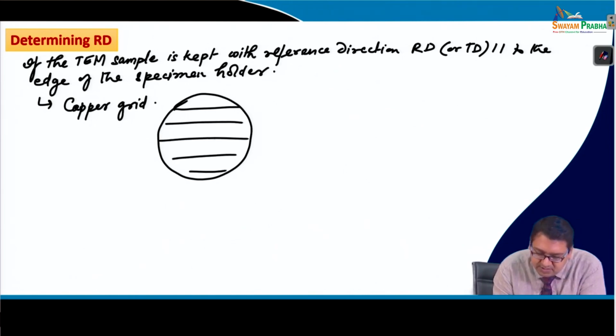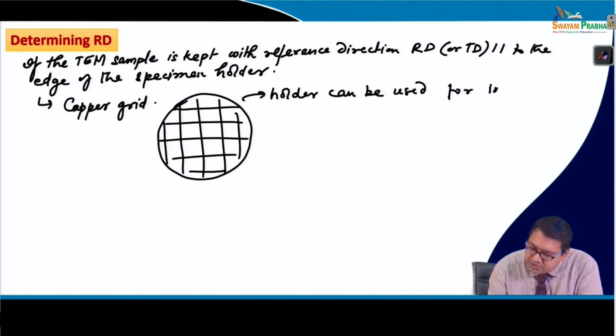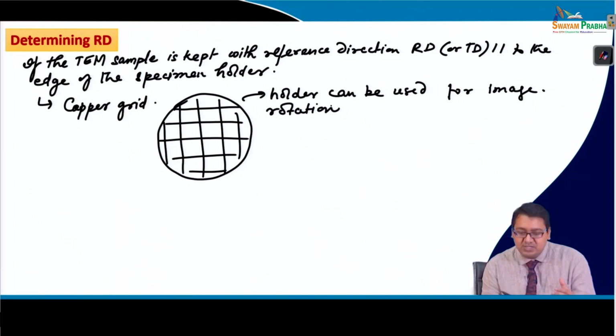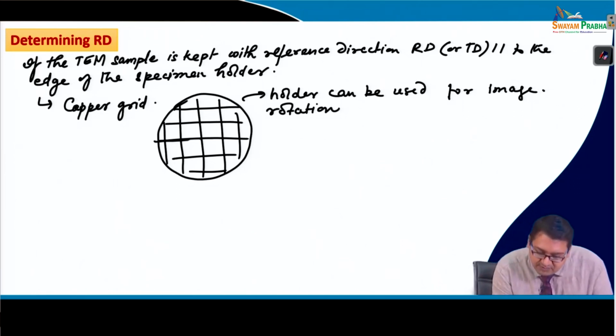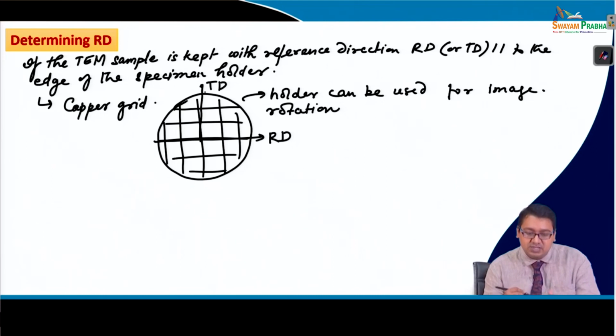It has grids on it, so something like a copper grid, and this holder can be used for image rotation. So one can rotate the image if we know, for example, that we have kept the sample in such a way that this is RD and, say, this is TD. One can rotate the copper grid about RD, something like that.